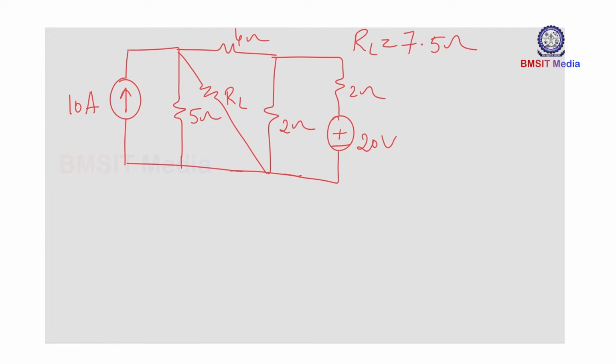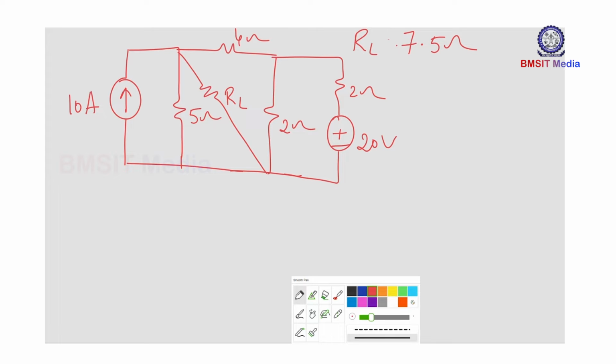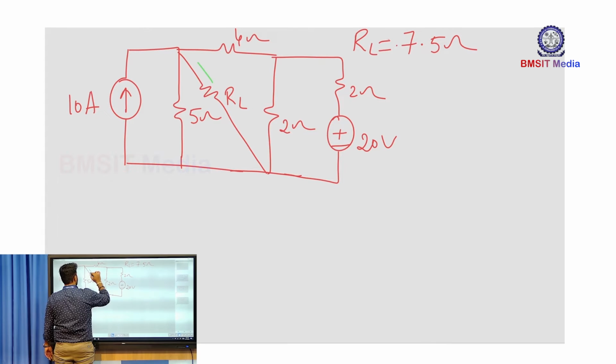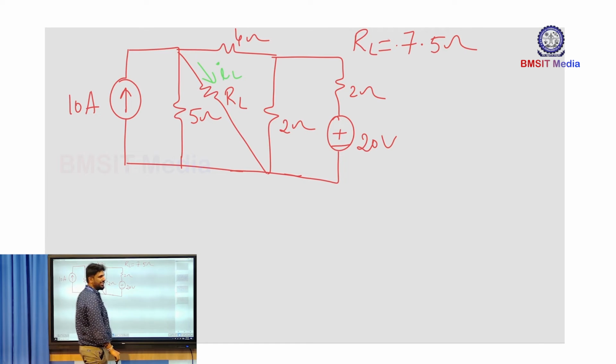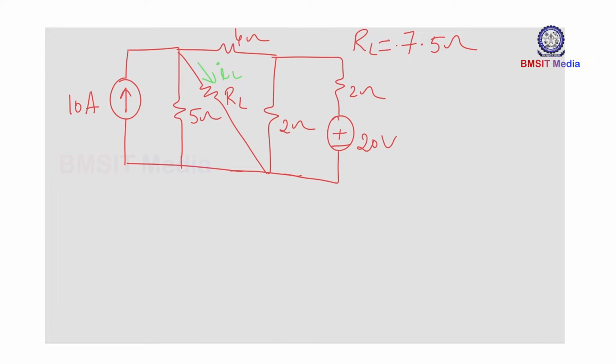7.5 ohm. The question is, find out what is the current flowing through a load resistance RL using SPT. This is what we need to find out using SPT. Hope the question is clear here.